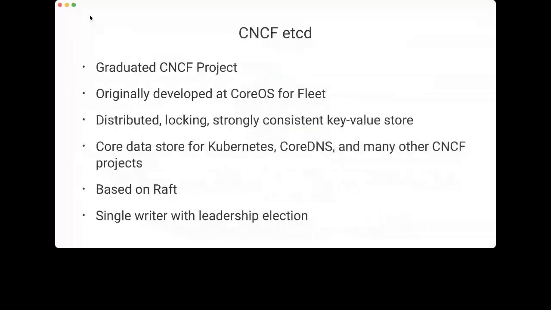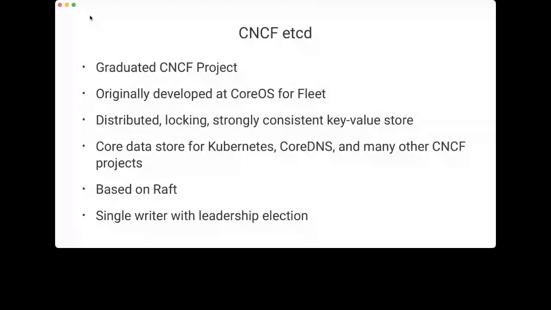And there's no better example in the CNCF of Raft than etcd. It's a graduated CNCF project. It was originally developed at CoreOS to build out what's called Fleet. And that was a distributed system manager for deploying workloads on top of a CoreOS cluster in the early days of Docker. It was also used for other mechanisms inside of CoreOS and really was the beating heart of a cluster of operating systems. And so what is etcd?